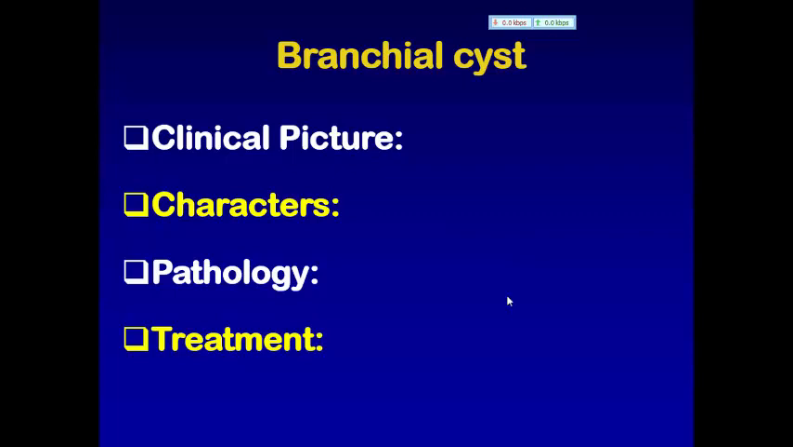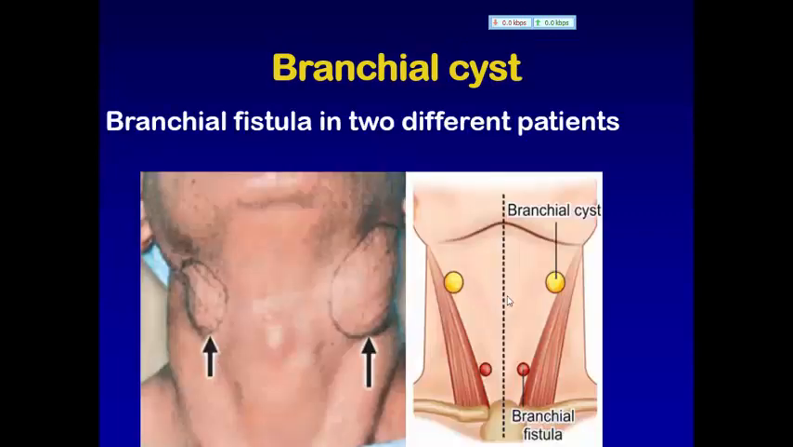The site usually is characteristic. Look here at this site. The site is characteristic: the upper part of the side of the neck, below the angle of the mandible. Typical, this is the angle of the mandible, the upper part of the neck just below the angle of the mandible, deep to the anterior border of the upper third of the sternocleidomastoid.